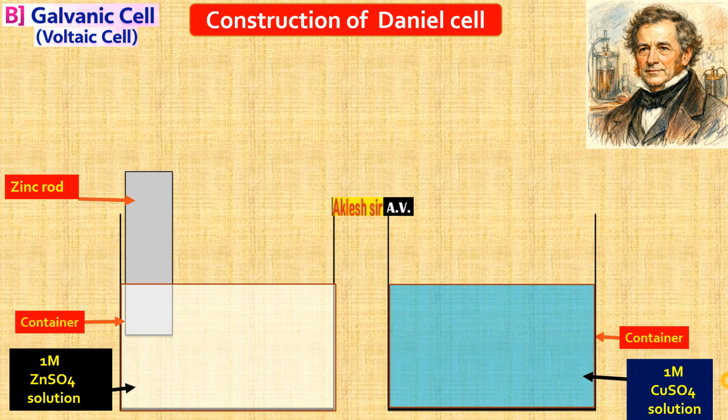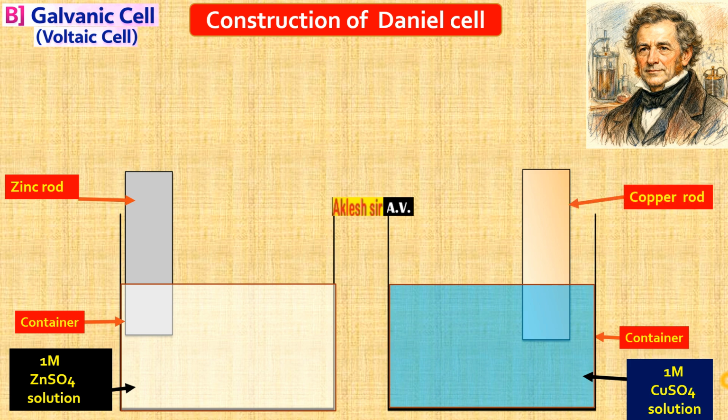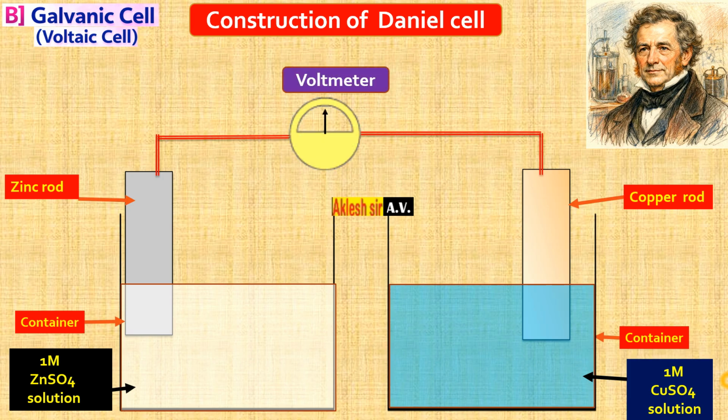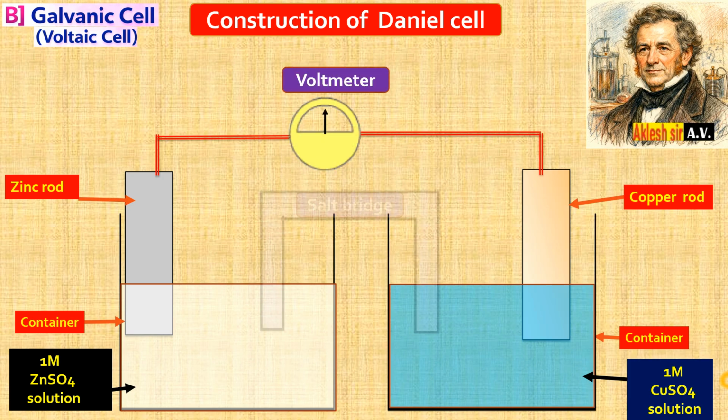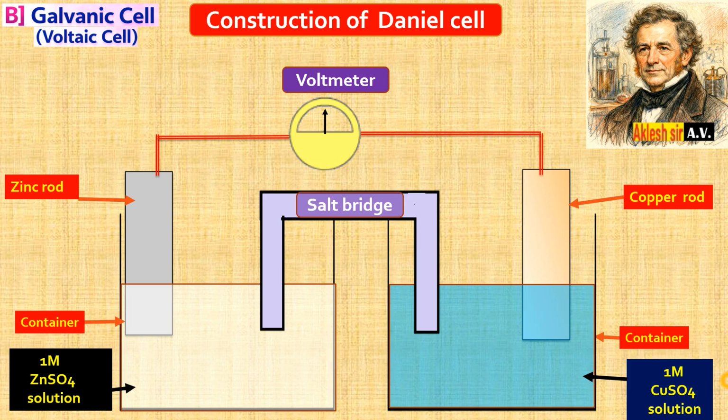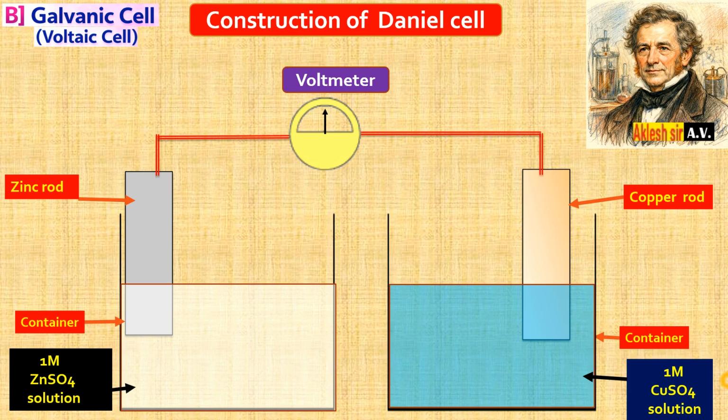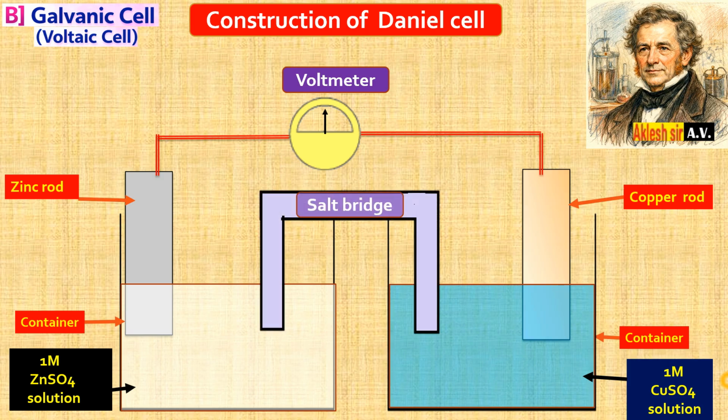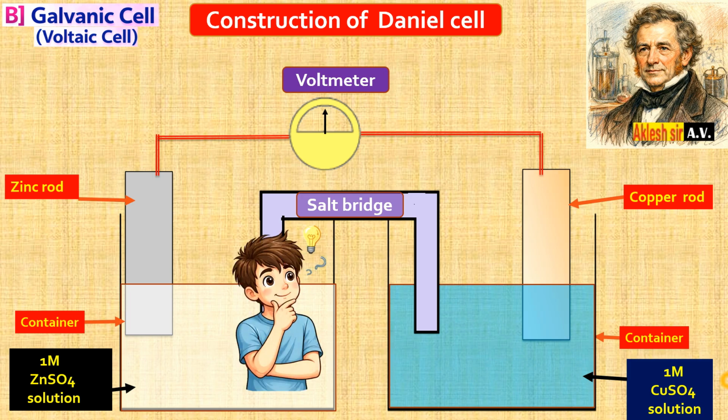A zinc rod is dipped in the zinc sulfate solution, and the copper rod is dipped in the copper sulfate solution. The 2 rods are connected by a connecting wire, which is connected to a voltmeter, and the 2 compartments containing the solutions are connected with each other by a salt bridge. So you will be wondering, what is a salt bridge? Let us see what a salt bridge is.